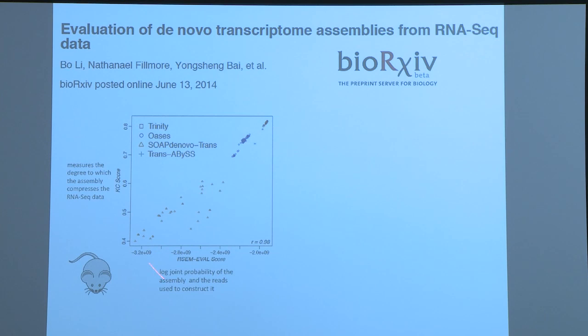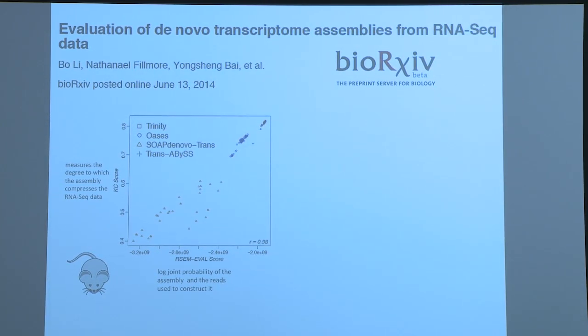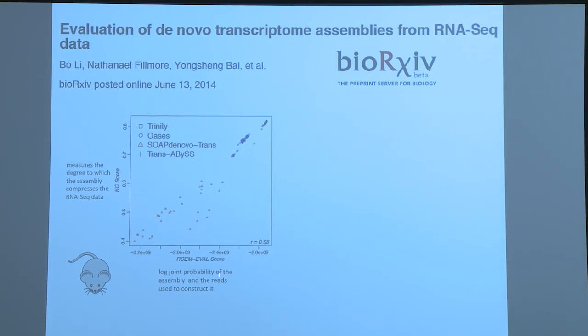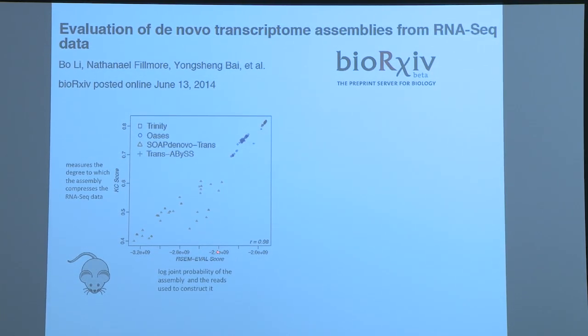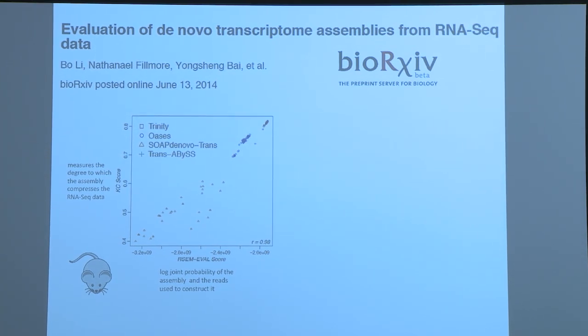And I'm not going to get into this too much. It's pretty complicated. Mathematically, it's over my head, to be honest with you. Hopefully someday I'll understand it. Anyway, you have these two different scores. You have something called an RSEM-EVAL score, which is a log joint probability of the assembly and the reads used to construct it. So it's a metric of how good the assembly is.